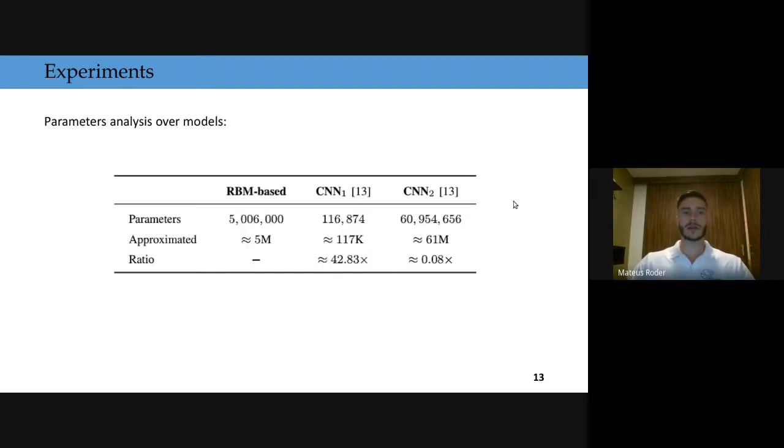Here we have the parameters analysis over the models, and the most useful information here is the ratio that correlates the total number of parameters of the baseline models, CNN1 and 2, against the RBM-based models. The RBM-based models have approximately 53 times the number of parameters of the simplest CNN employed in the work of Pereira. However, as we saw, the results were much better than the CNN, and again, this result is more interesting for the CNN2, which has far more parameters, and the RBM-based models have 0.08 times the total number of parameters of the CNN2.